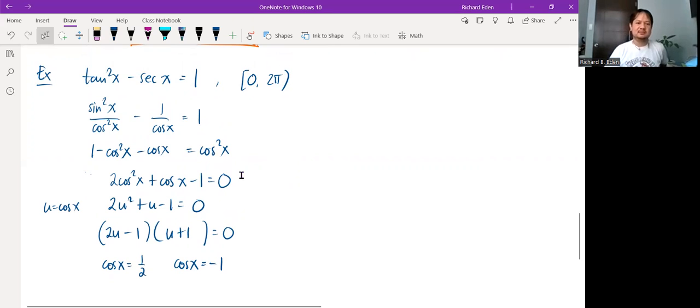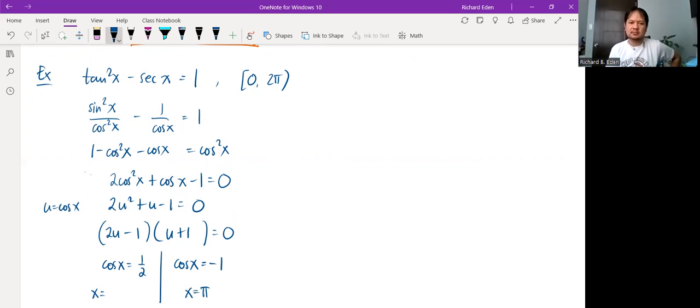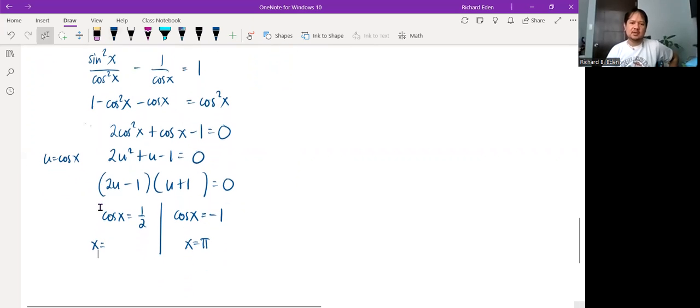There's cosine 180, and other than that there's no other point. So x equals pi. And then for cosine x equals 1/2, which special angle is that?